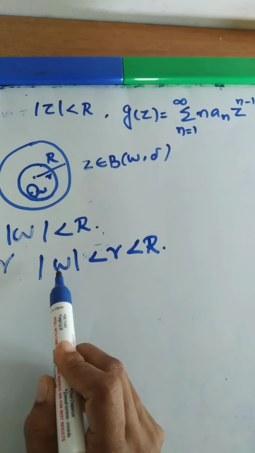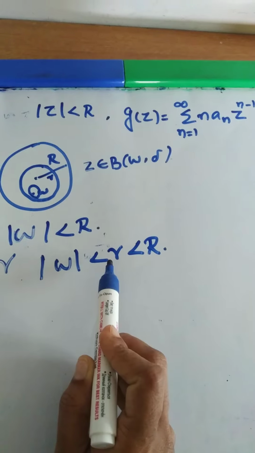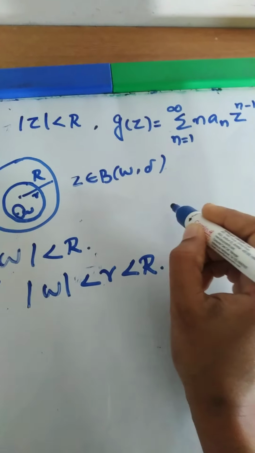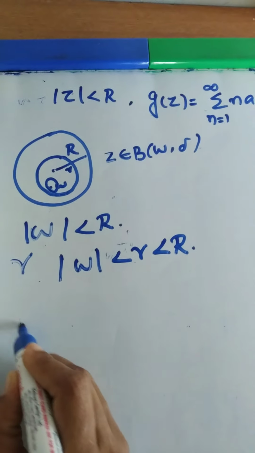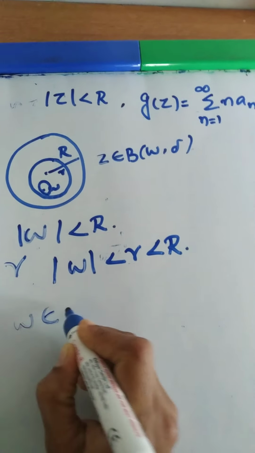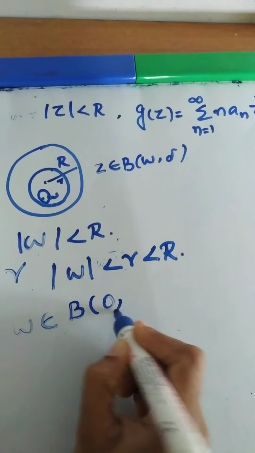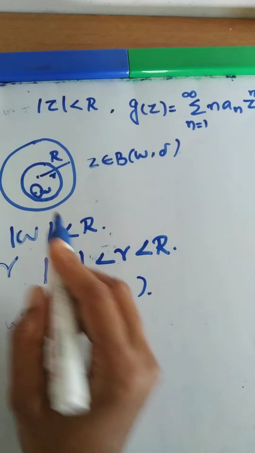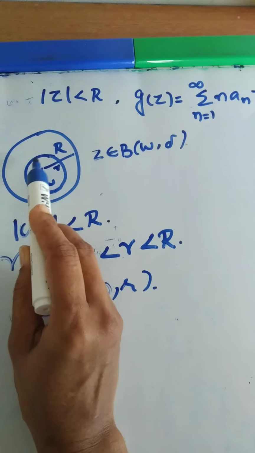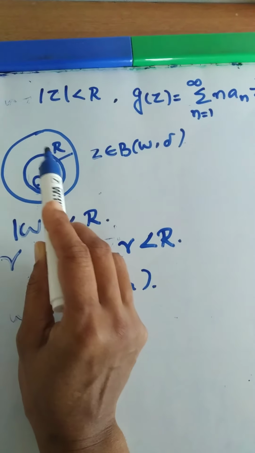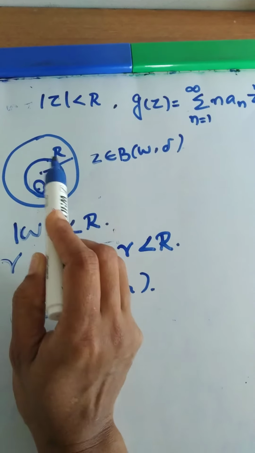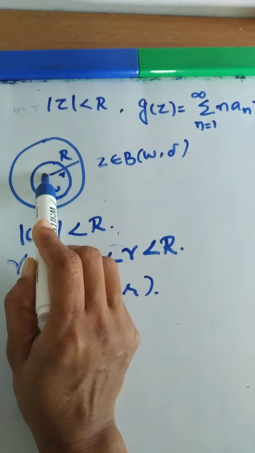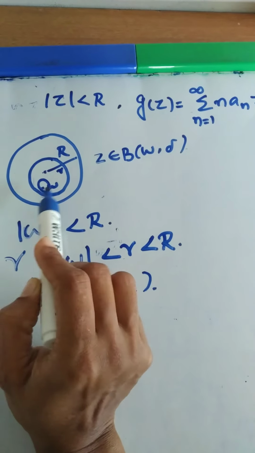Okay, mod W is less than R means your W belongs to B0R. B0R means the circle with the center at origin and radius R. So W is contained in the interior of this circle. A smaller circle inside the larger circle, its radius R, center origin. W is contained in that circle.